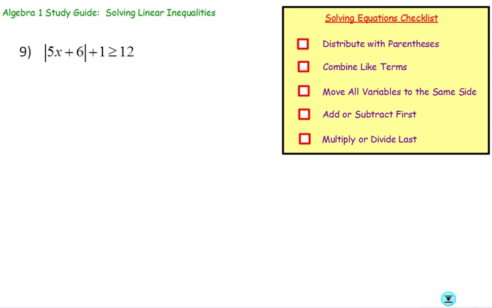All right, so last problem we're going to take a look at, this is number 9. What's a little different here is you see these bars. Those bars mean absolute value. Remember that we've said that absolute value represents the distance a number is from 0 on the number line.